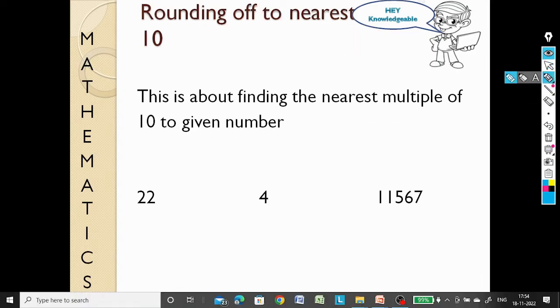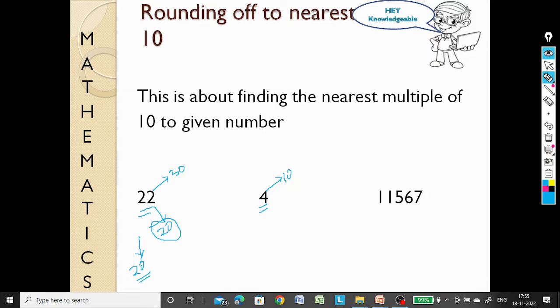Okay. So let's try to understand rounding off to the nearest 10 with some examples. This is about finding the nearest multiple of 10 to a given number. Let's take the example of 22. The multiple of 10 which is just below 22 is 20. The multiple of 10 which is just above 22 is 30. Then we try to see which one is nearer to 22, that is 20. So 22 will be rounded off to 20. So this is the answer. Let's take the case of 4, right? The multiple of 10 which is just above 4 is 10.